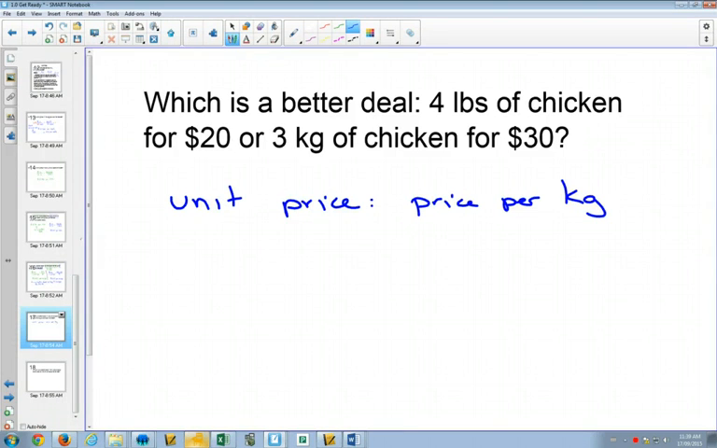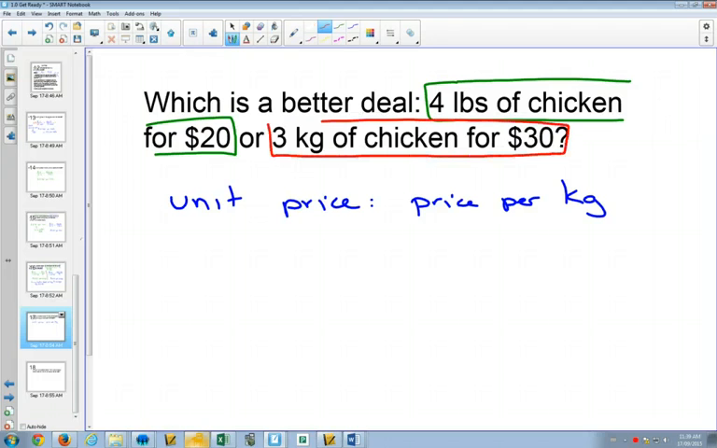So we've chosen our unit price, but before we can figure out our price per kilogram, this time we'll do the 4 pounds of chicken for $20. I'll do all of my work for that in green, and I'll do all of my work for the 3 kilograms of chicken for $30 in red. Which one of those two can you find the price per kilogram easiest? Red or the green? The red. So let's do the red first because it's easiest. May as well start with the easy stuff.